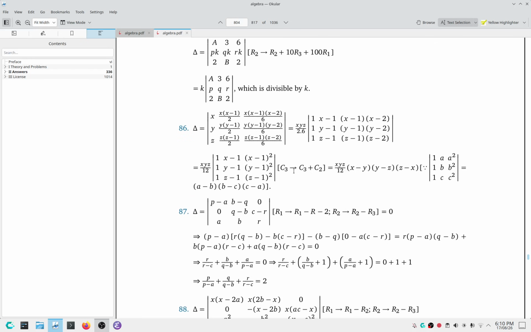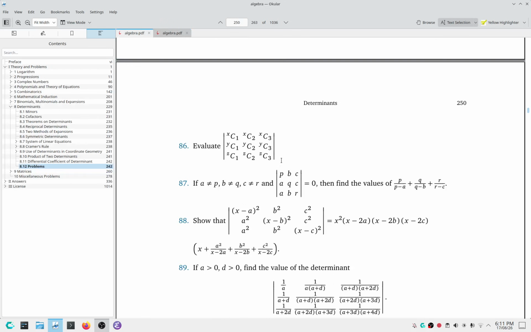Then we do column 3 is equal to column 3 plus column 2. We will have x minus 1 whole square, y minus 1 whole square, z minus 1 whole square. Now this determinant is similar to 1 a a square, 1 b b square, 1 c c square, which we have evaluated earlier. And therefore this will be equal to xyz upon 12 times x minus y times y minus z times z minus x. So that is how we evaluate this determinant.